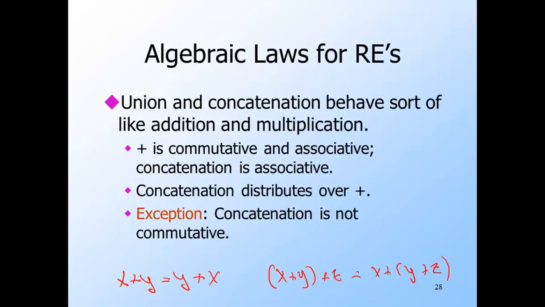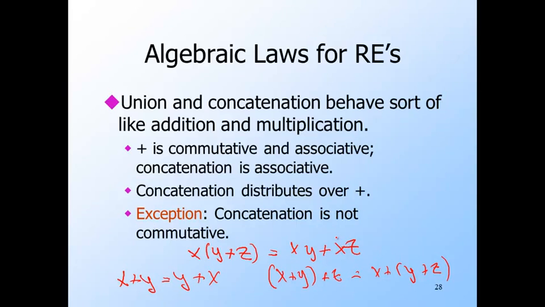Concatenation, like multiplication, is associative. Moreover, concatenation distributes over union just like multiplication distributes over addition. That is, x concatenated with y plus z equals xy plus xz. That's the distributive law.